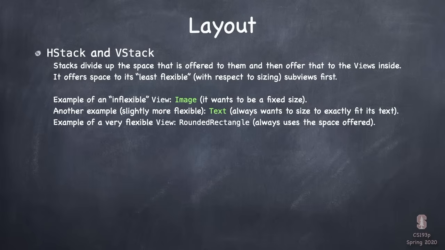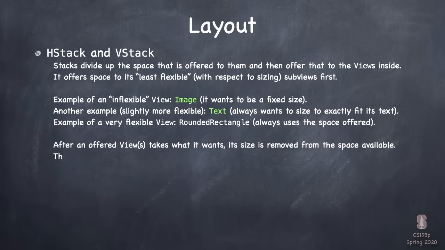Another example of a pretty inflexible view, not quite as inflexible as image, is text. Text always wants to size itself to fit the text inside of it, understandably. But it does have a way to be a little bit smaller and put ... at the end of text, as we'll talk about in a second here. So it's not quite as inflexible as an image. And most views are very flexible. For example, all the shapes like rounded rectangle that we saw, whatever size you offer it, it's pretty much going to take that and it's going to draw itself appropriately in that size.